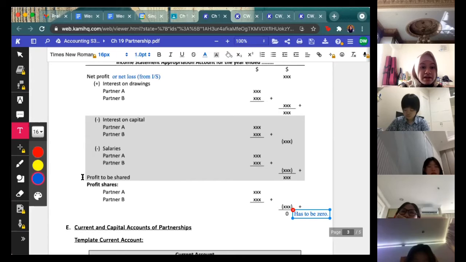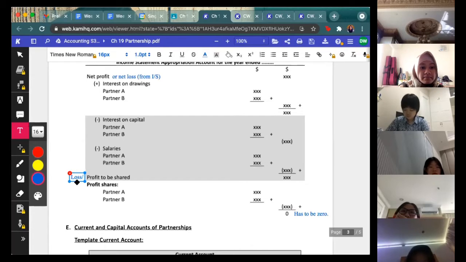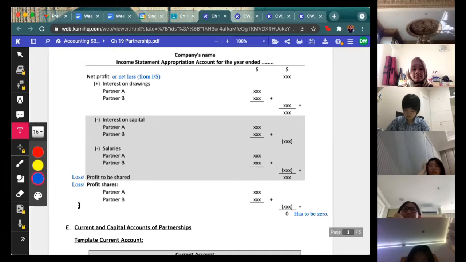Okay. Now the name of this, profit to be shared, or if it is a loss, then you can just put loss. Loss to be shared or profit to be shared. If above is loss to be shared, then below it is loss shared. Clear? Okay. It's going to be clearer when we jump into the question.